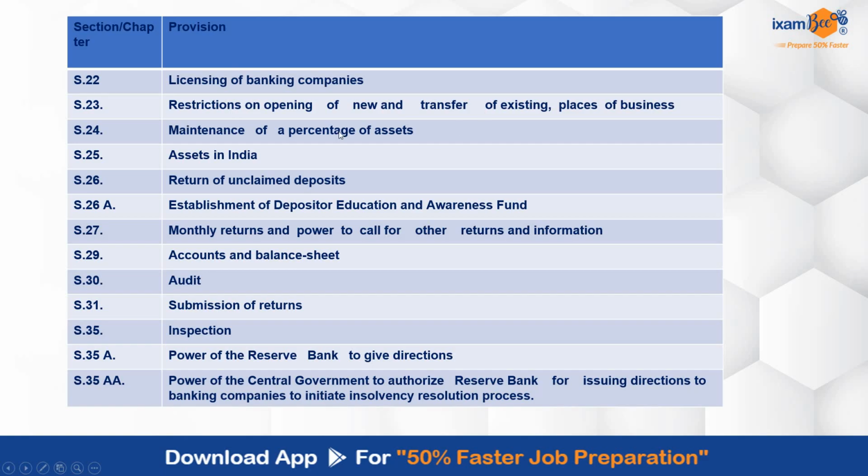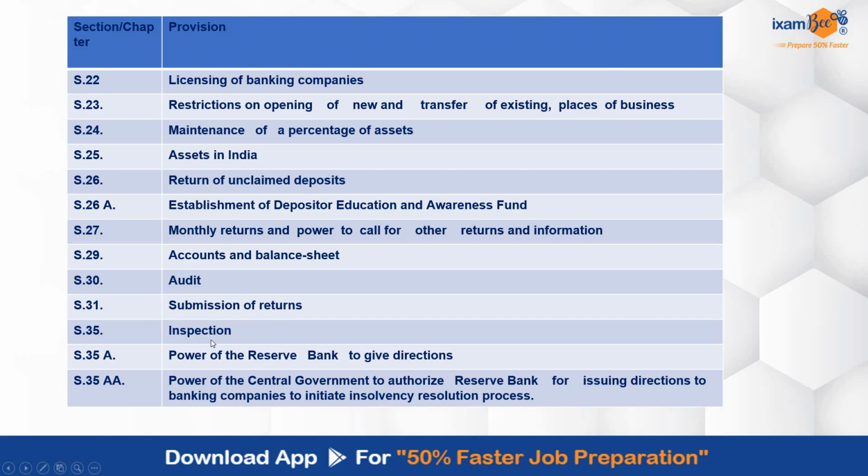23 restriction on the opening of new and transfer of existing place of business. 24 maintenance of percentage of assets. 25 assets in India. Return of unclaimed deposits. 26A establishment of depositor education awareness fund. 27 monthly returns and power to call for other returns and information. 29 accounts and balance sheet. 30 audit. 31 submission of returns.